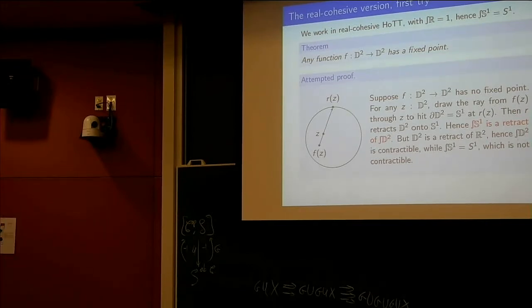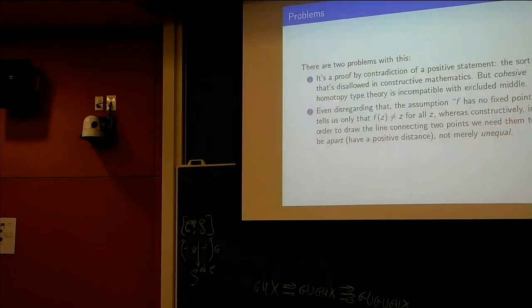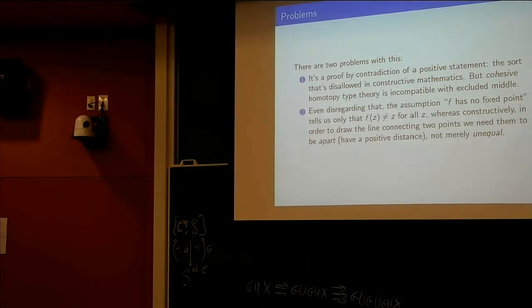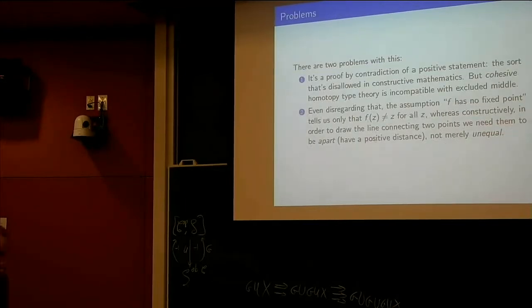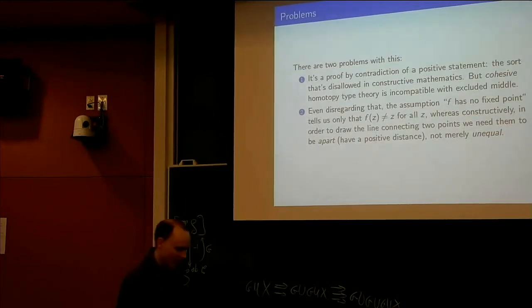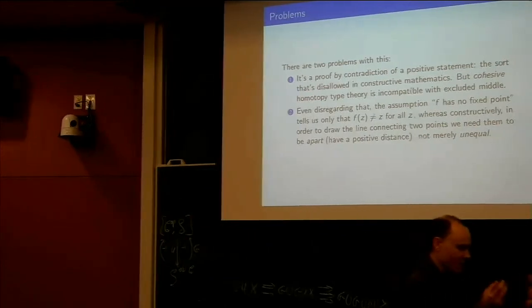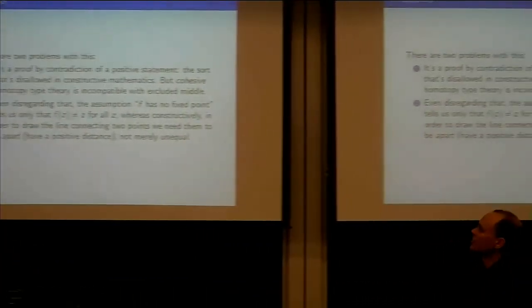The problem is that we're using a little bit too much classical logic to be in constructive analysis. So first of all, it's a proof by contradiction of a positive statement. We're trying to prove that there is a fixed point. We do it by assuming there's not a fixed point and getting a contradiction. In classical mathematics, that's fine. In constructive mathematics, it doesn't work. We have to be in constructive mathematics in these non-classical toposes.